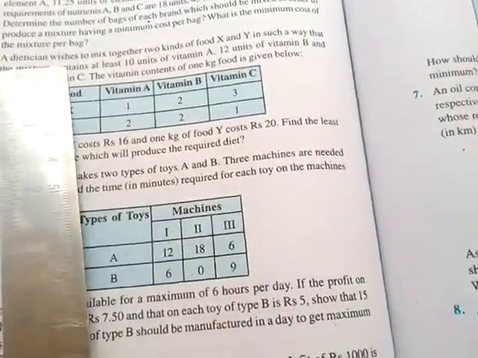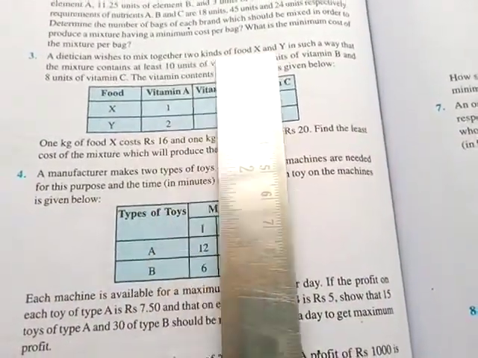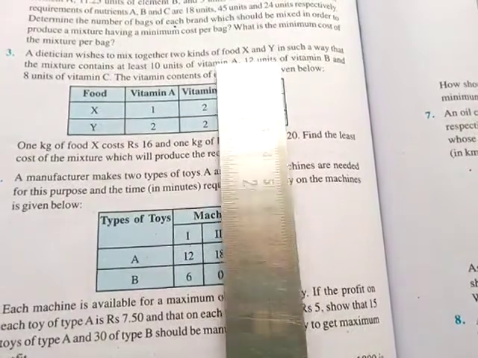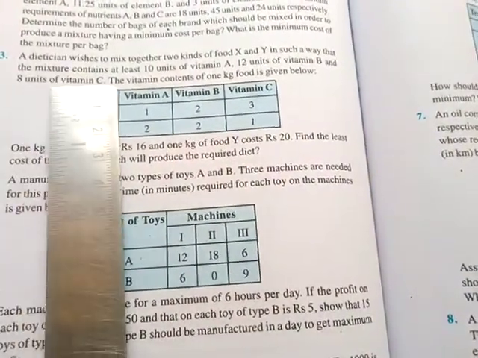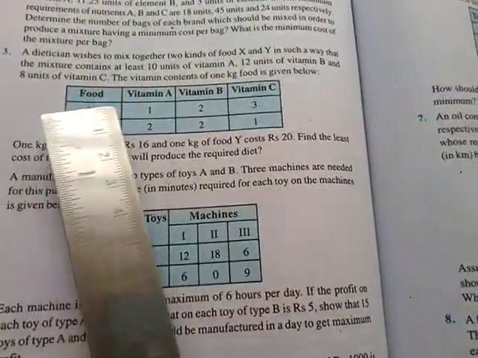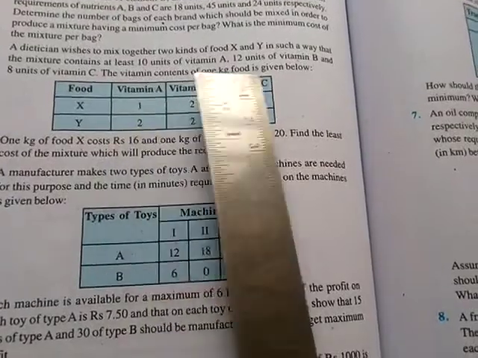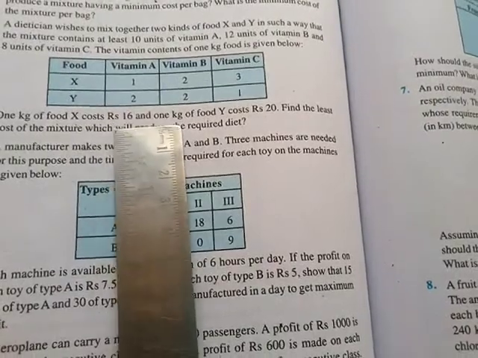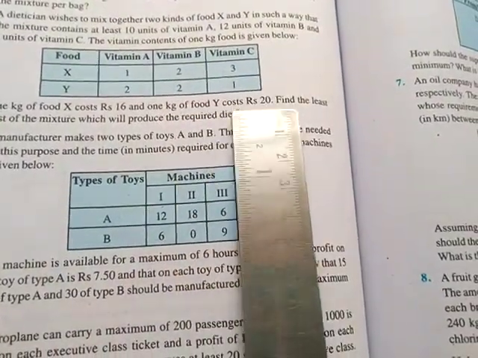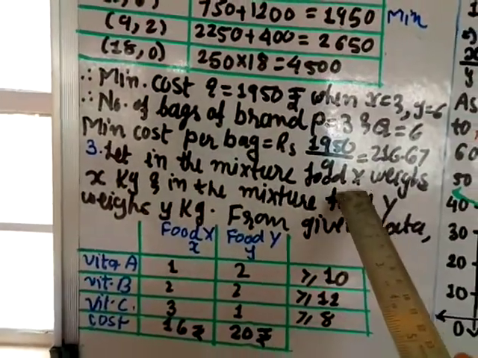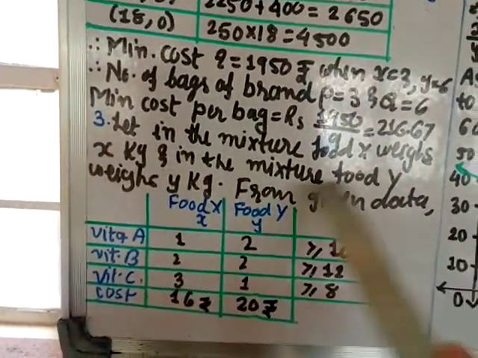Question number 3. A dietitian wishes to mix together two kinds of food, X and Y, in such a way that the mixture contains at least 10 units of vitamin A, 12 units of vitamin B, and 8 units of vitamin C. The vitamin contents of 1 kg food is given below. Food X, Y: vitamin A 1 and 2, vitamin B 2, 2, vitamin C 3, 1. 1 kg of food X costs rupees 16 and 1 kg of food Y costs rupees 20. Find the least cost of the mixture which will produce the required diet. Let in the mixture food X weigh x kg and food Y weigh y kg.